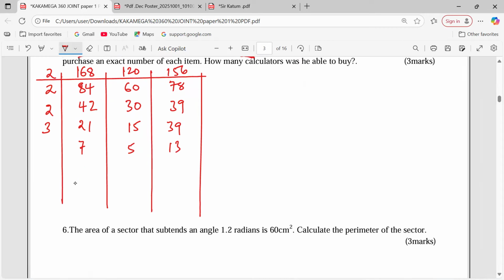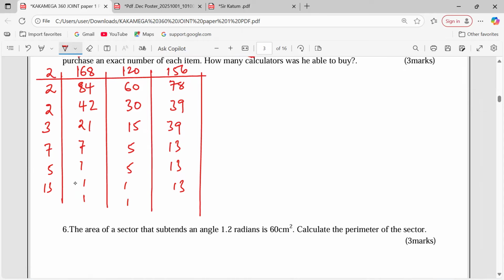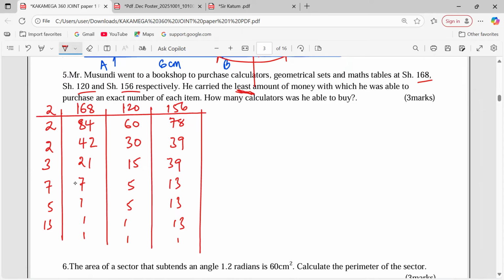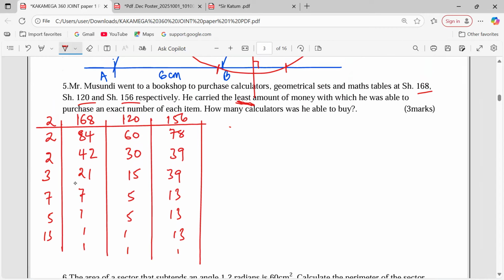The remaining ones now are all prime factors, so we can just do all of them. Then by 5, then by 13. So now the amount of money that could buy an exact number of each item is 2 power 3 times 3 times 7 times 5 times 13. And this gives us 10,920. Just a confirmation. Yeah, 10,920. That is it.